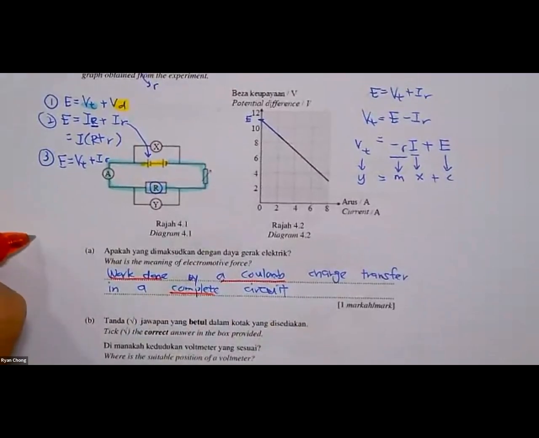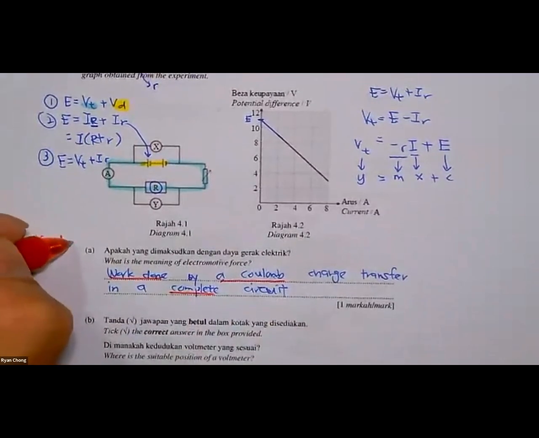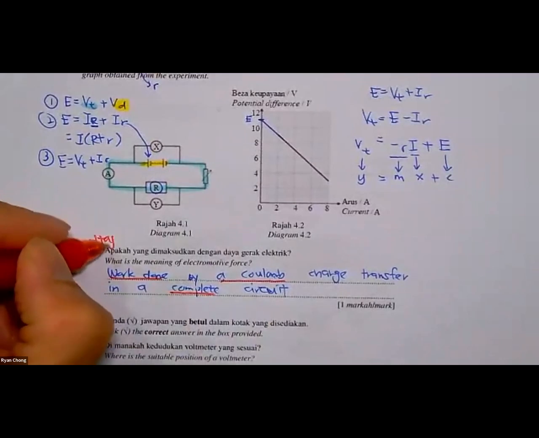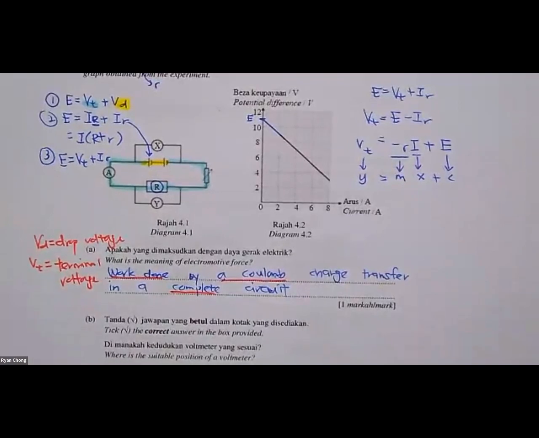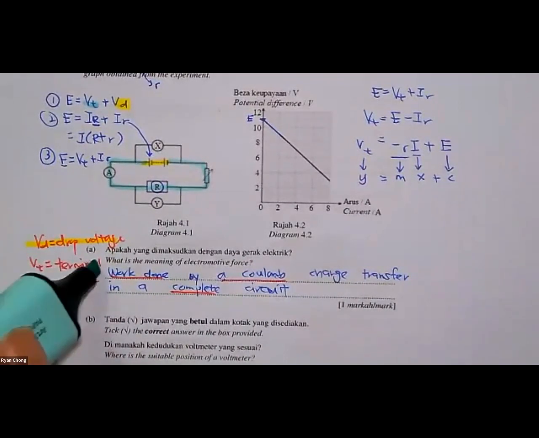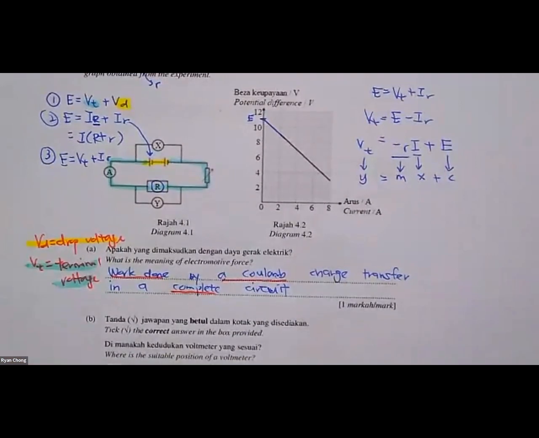Or what is VD? VD is the drop voltage, that is inside your battery. VT is the terminal voltage. Terminal voltage means outside. VD drop voltage, VT terminal voltage, the outside one. So this is the definition: the work done by a coulomb of charge to move in a complete circuit.